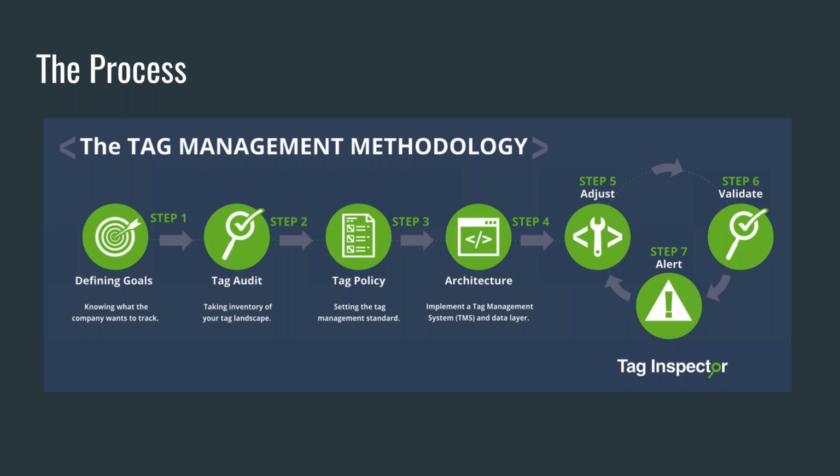Step four is the actual architecture. So taking what we've learned in the policy, factoring in what the goal is, and then building out that architecture and really mapping everything. So what does the data layer look like? What does the actual setup of the tags look like? How are we managing each of these tags? Where are they?